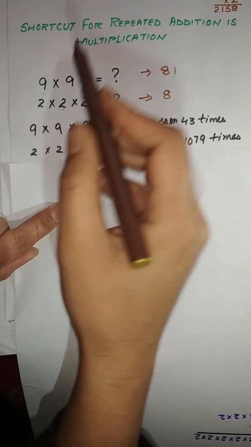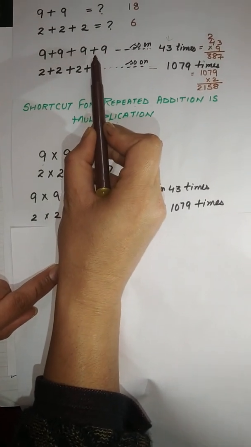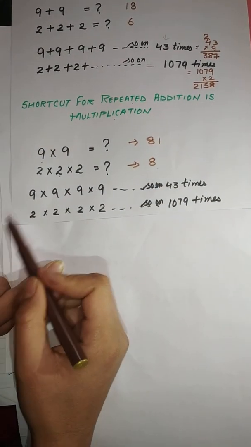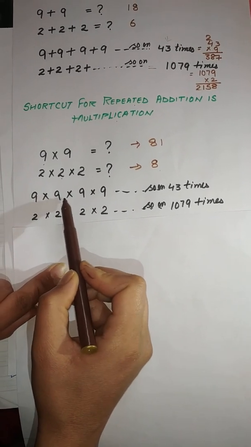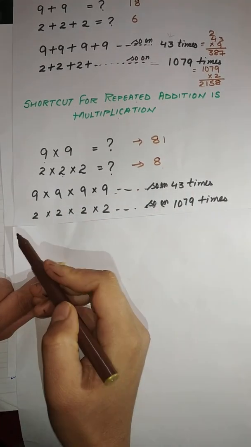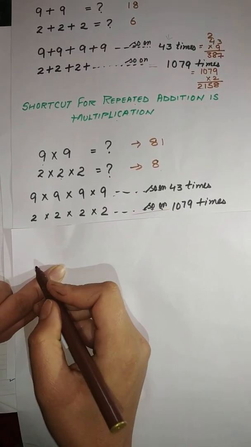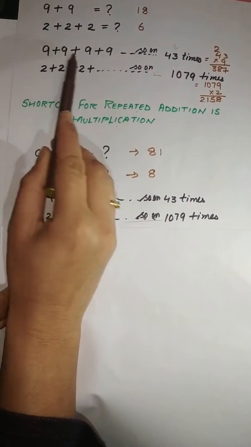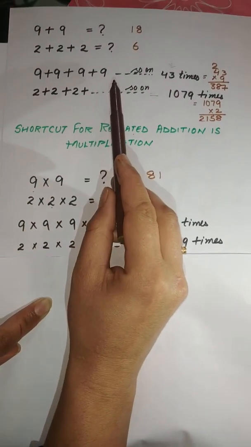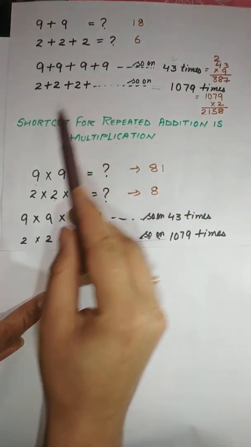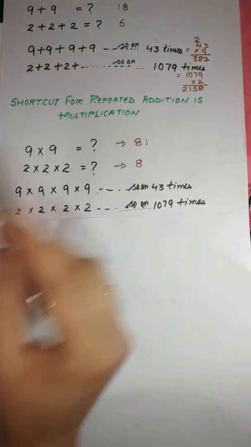To be noted here, this is the repeated addition and this is the repeated multiplication. Can you do this? It's a little tedious because 9 into 9, 81, then 81 into 9, then the answer into 9, and so on till 43 times. Same here till 1079 times. Actually, here for adding many terms, we had a shortcut, and the shortcut was multiplication.